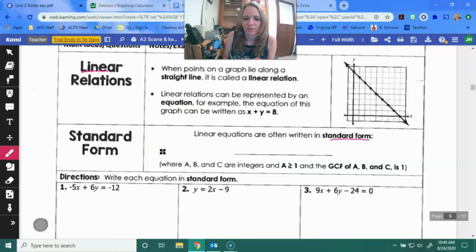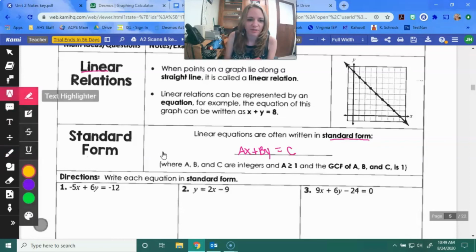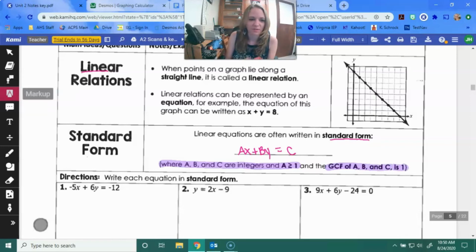So, standard form is where you have a times x plus b times y is equal to c, with some conditions for a, b, and c. I would highlight this part because, at least for me, this is the part that I tend to forget about: a, b, and c are integers, and a is greater than or equal to 1, so it's positive, and the GCF of a, b, and c is 1. We'll see what that means in a minute.